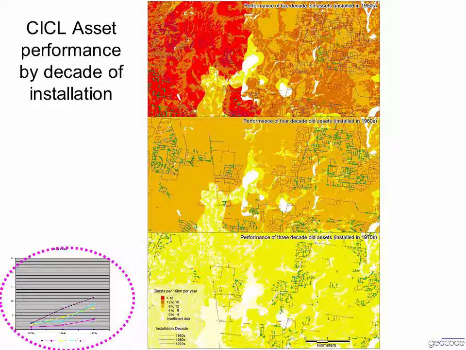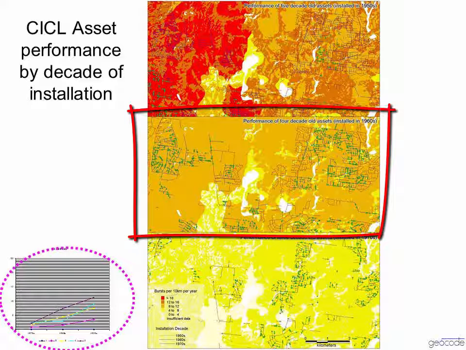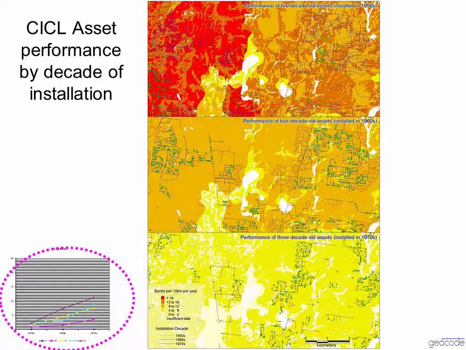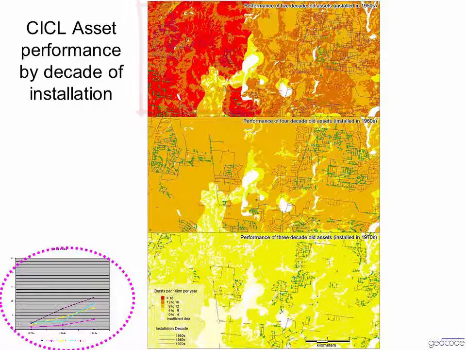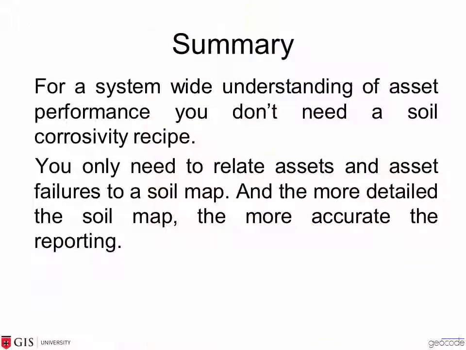Okay? So the implication of this, and it particularly applies to the 1960s assets versus the 1950s assets, is that in a decade's time, these 1960s installed assets, because they're installed in native soil rather than with granular backfill, will be expected to be performing in this manner here, in these areas. So this sort of information, of course, can be used to give asset managers focus in the way that they manage their assets.